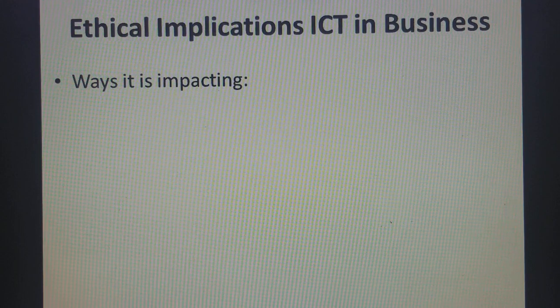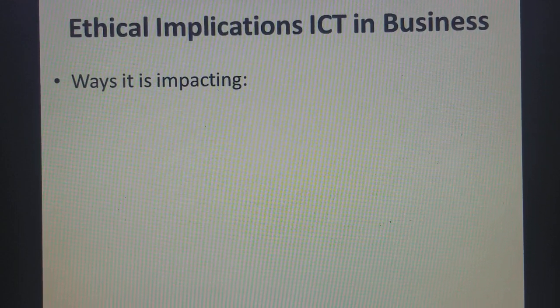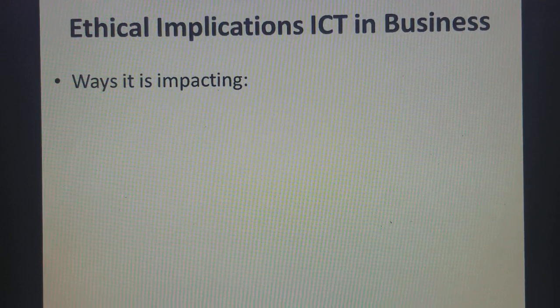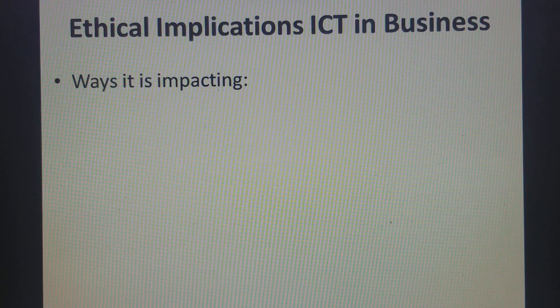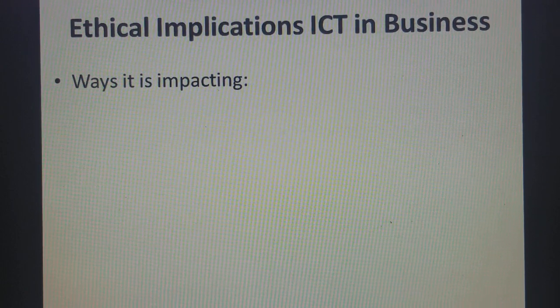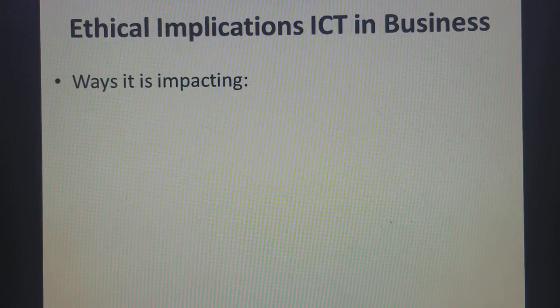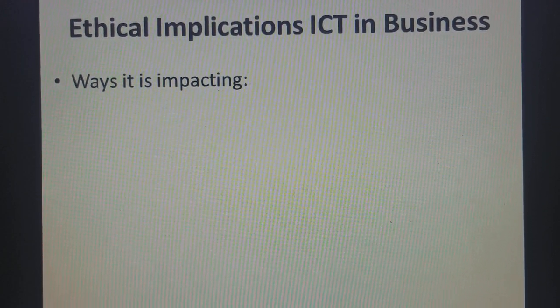But as we are doing that, we have to be mindful that ICT has its challenges, and there are some rules and regulations that businesses must follow so that they don't infringe on other businesses, other individuals, customers, suppliers, etc.